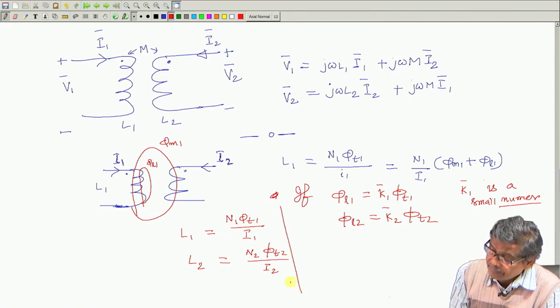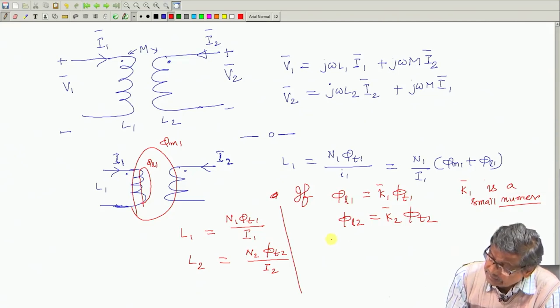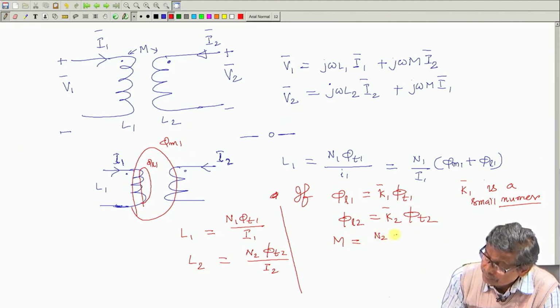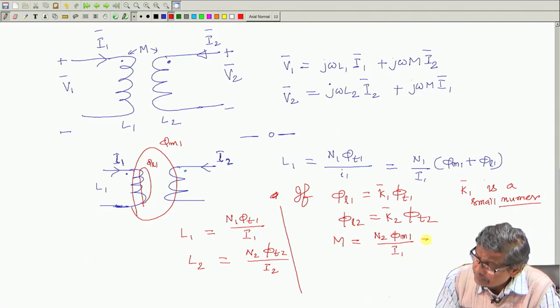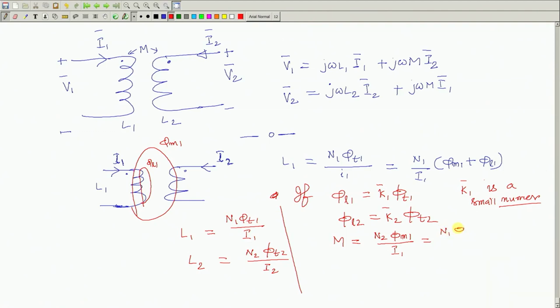This is there. And what is this? This mutual inductance is N2 phi M1 divided by I1, which is also the same as the mutual inductance calculated from the other side, that is N1 phi M2 divided by I2. Both are correct here.